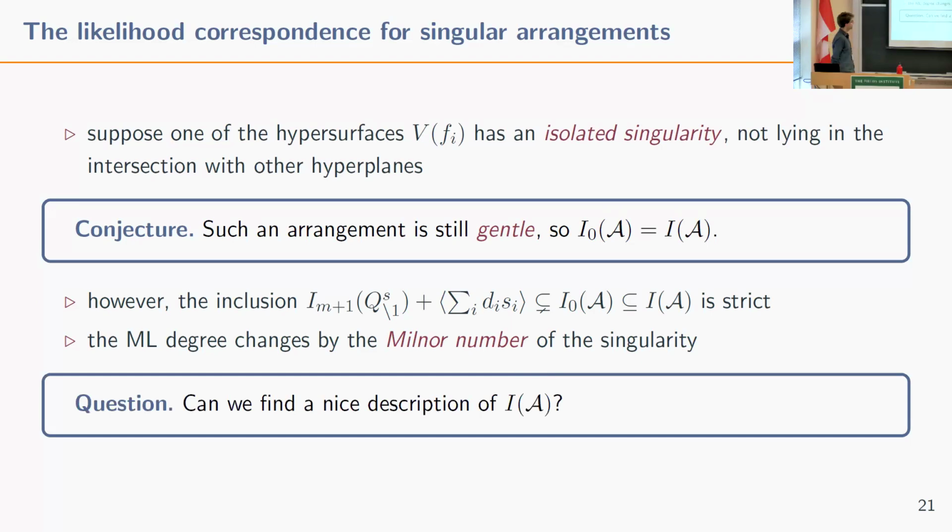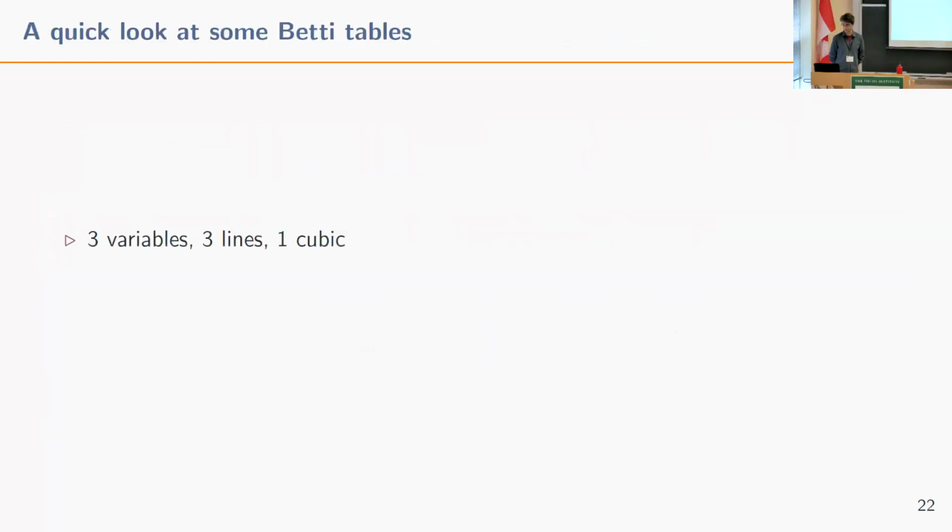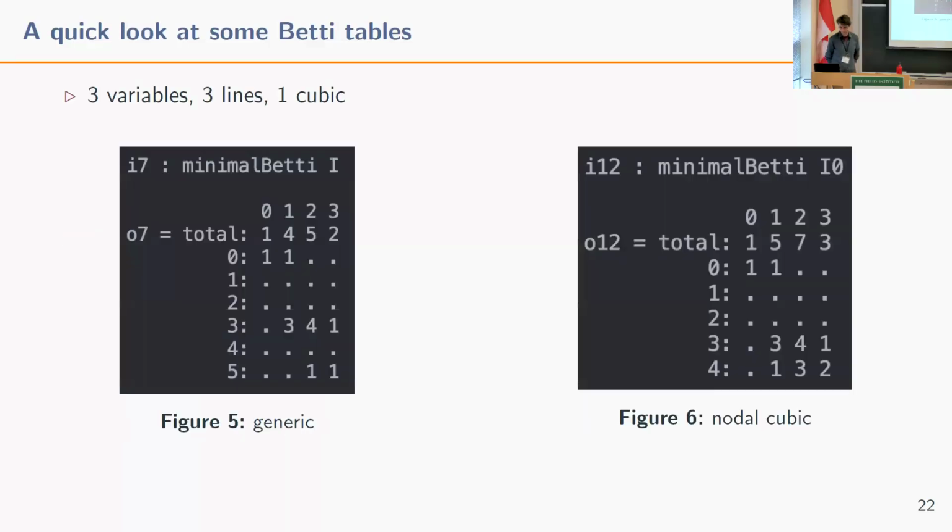And the question we want to focus on in this project is, can we find a nice description of this likelihood ideal in the case that we have an isolated singularity? A quick look at the Betti table. So this is an example for 3 variables, 3 lines, and 1 cubic. In the generic case, so how to read this? So in this column, you find the generator.